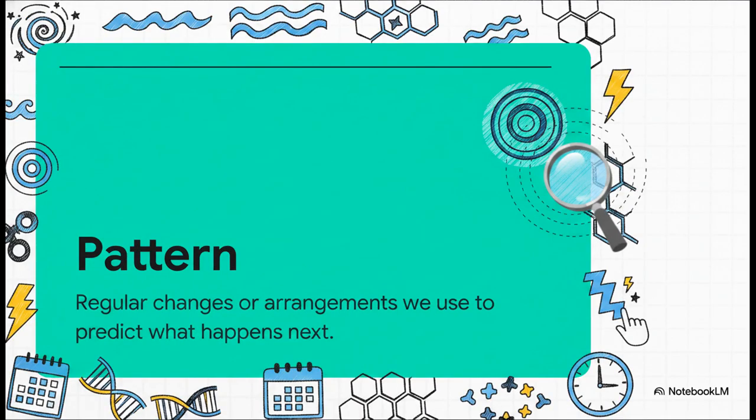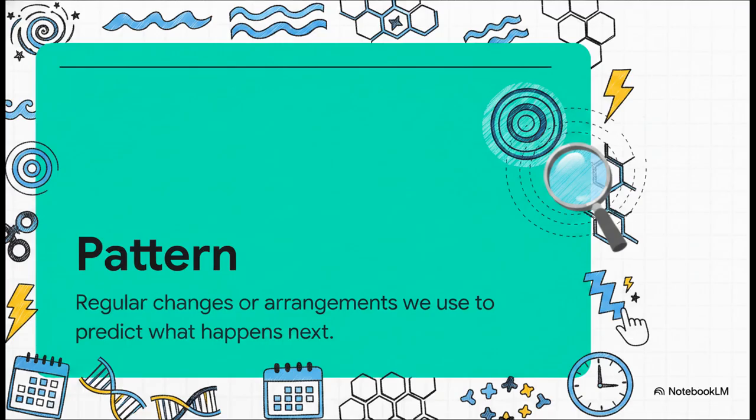And our third tool is a pattern. A pattern is defined as regular changes or arrangements we can observe to predict what will happen next. It's exactly how ancient sailors navigated the oceans without any GPS. Recognizing patterns is literally what gives scientists a superpower. I'm talking about the power to predict the future. When you see how things regularly change or how they're arranged over and over again, you don't have to guess what's coming next, you just know.